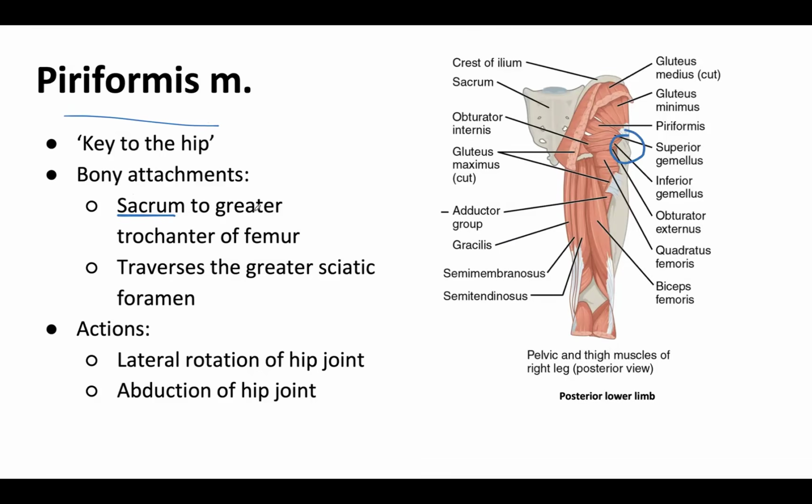Because of this specific location, this muscle is often referred to as the key to the hip, as it helps to demarcate the location of a lot of the neurovasculature in the area. And because it crosses the hip joint, its major actions occur there. So that would include primarily lateral rotation of the hip joint, but also abduction as well.